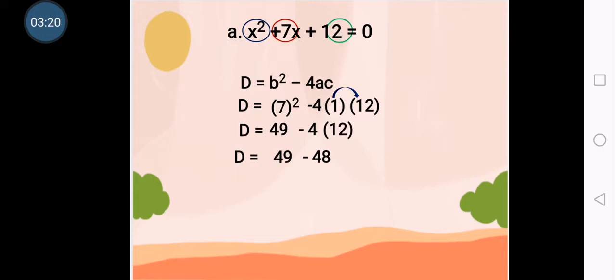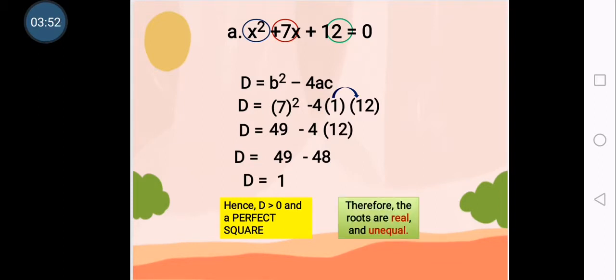Ngayon, simplify na po natin. So, discriminant is equal to 49 minus 48. Obviously, ang sagot po ay 1. So, at this point, ang discriminant po natin ay masasabi nating perfect square, kasi ang 1 po ay perfect square. At the same time, ang discriminant natin ay greater than 0. So, kapag ganito po ang discriminant natin, we can describe the roots as real and unequal.